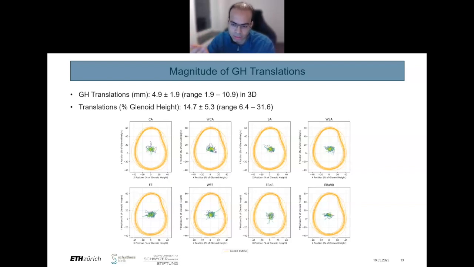I mean, the translations are on the order of 1 millimeter, but the center of pressure is on the order of, I don't know, 5 or 6. I don't have the exact number in mind, but the pattern was exactly the same for the anatomical case.